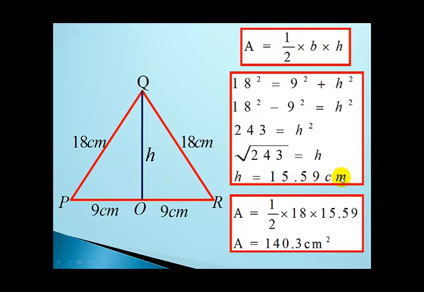And so now the area of the equilateral triangle will be half the base, that's the distance from P to R, which is 18, times the height, 15.59. And the area is equal to 140.3 centimeters square.